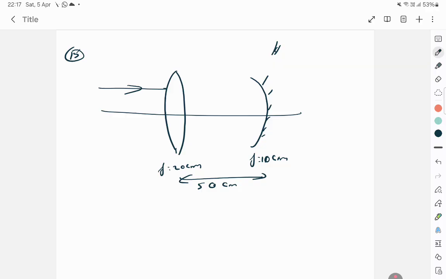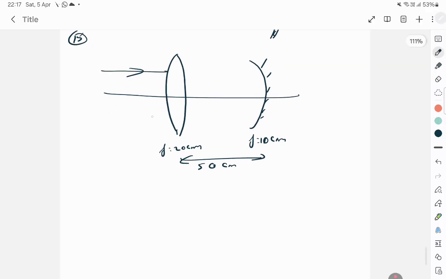Draw the ray diagram. Okay, so this is parallel to the principal axis, which means it will pass through the principal focus, and the image will be formed at the principal focus. The distance between them is 50, so this is going to form its first image at 20 centimeter. That's going to serve as an object. This is where my first image is, and I mark it as I dash because it's going to serve as an object for the second mirror.